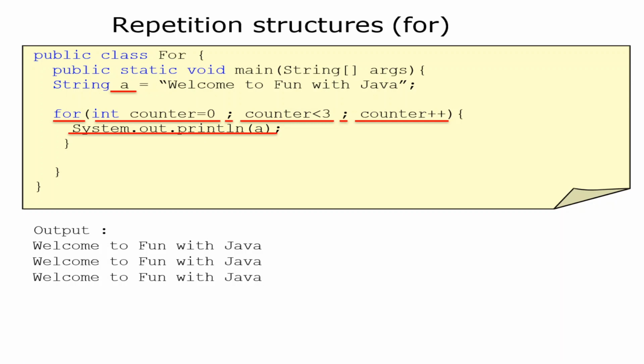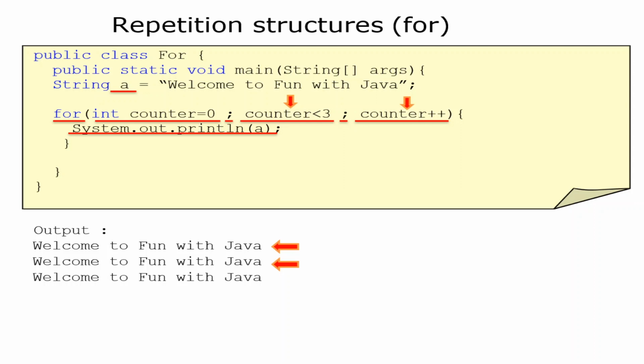Let's see this code. First, our counter is 0. Right? You check if 0 is less than 3. True. So it prints welcome to fun with Java. Alright. Then it goes to counter plus plus. Increase counter by 1 and check if the condition is true. Is 1 less than 3? Yes. So it will print another welcome to fun with Java.